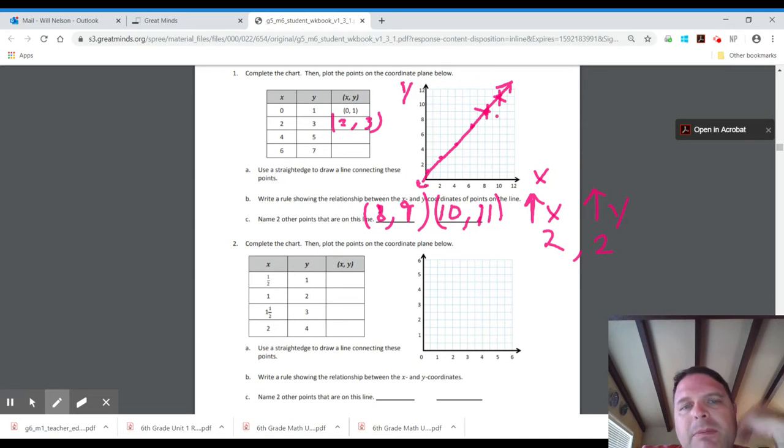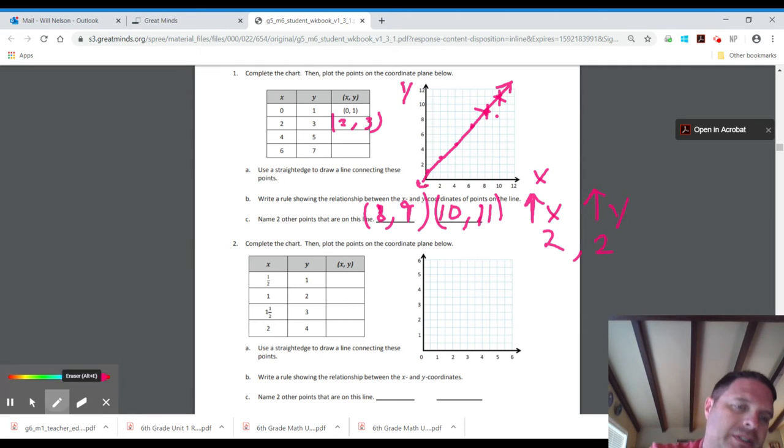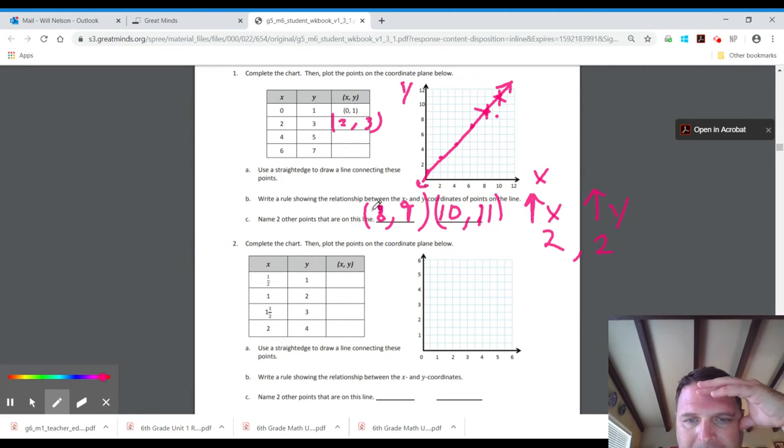All right, moving along. Number 2, complete the chart, then plot the points. Again, this is the same activity. So I'm not going to rewrite them. So you're going to write x is going to be 1/2, and it's going to be comma 1. And then you're going to put it in parentheses just like that. So 1/2 comma 1. I'm just going to erase it. Okay, let's go ahead and plot them.